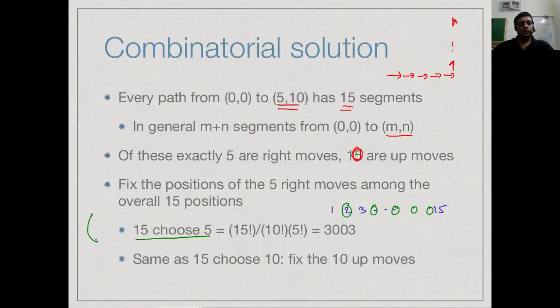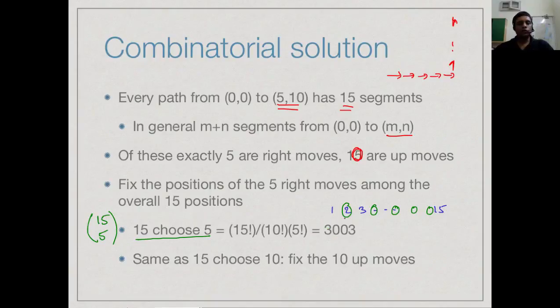Okay, this is usually written as 15 choose 5. Right? So this is a very standard combinatorial thing. 15 choose 5, n choose k is n factorial divided by k factorial times n minus k factorial. Right? So 15 factorial divided by 10 factorial times 5 factorial. It happens to be 3003 in this case. So for this particular grid, there are 3003 ways.